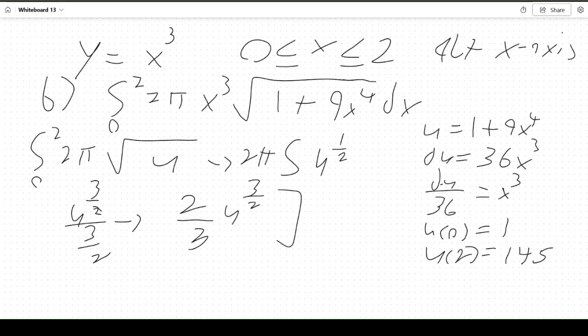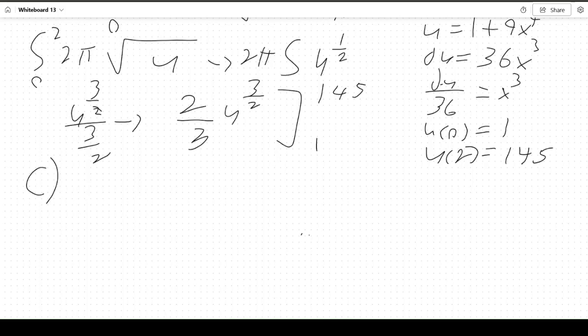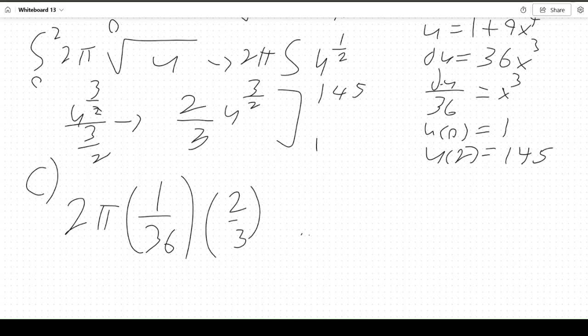And now we have to plug in our new values. So this would be step C. And now we've got 2 pi. We have 1 over 36 du over 36. So we can just put 2 pi times 1 over 36. The du will be canceled out to nothing, so don't worry about that. And we have the 2 over 3. So all of this will be multiplied into u. So now we're going to plug in our values.